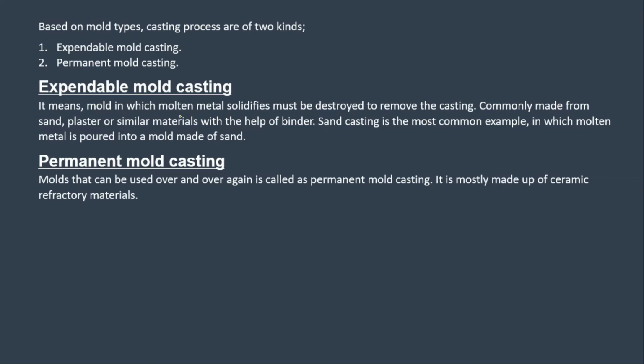In expandable molds, the mold in which the molten metal solidified must be destroyed to remove the casting, and is commonly made of sand, plaster, or similar material with the help of binders. So if we are making a mold from sand, we need to add some binders so that the sand can stick together and form a cavity. The other one, the permanent mold, is mostly made of ceramic or refractory material because it has to withstand the very high temperature of molten metals.